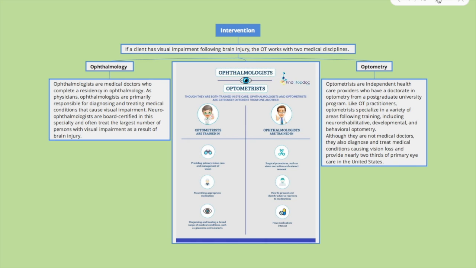Optometrists are trained in providing vision care and management of vision. They can also prescribe appropriate medications, and they can also diagnose. This is somebody that you would probably see for your yearly checkup. Then there are ophthalmologists, who are more responsible for surgical procedures of visual correction, such as cataract removal.